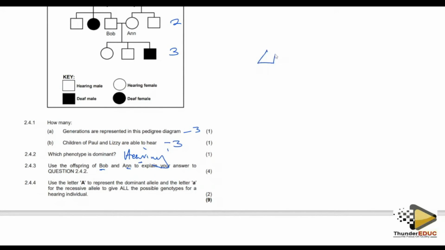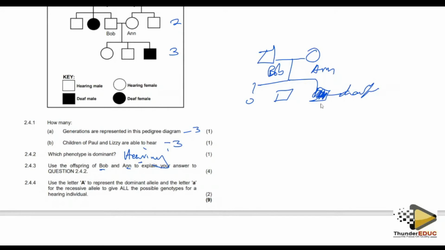We are seeing that Bob and Anna, both of them, if this is Bob and this is Anna, are normal, and they interbred and produced this boy who is deaf. What does it mean? It means that this person is small r, recessive. It means that Bob is capital R, small r. Even this one is capital R, small r.